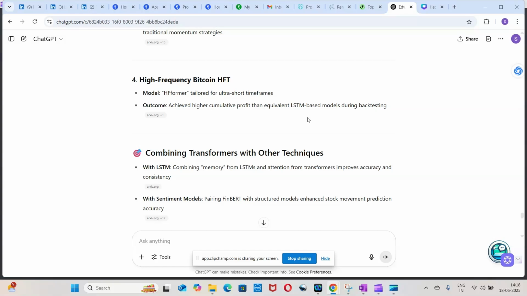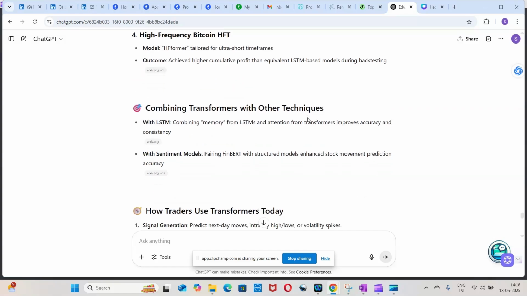Okay, so transformers are a new thing happening in AI, and it's giving very good results compared to even the traditional LSTM models or the traditional momentum models, or the day trading models. When backtested on the Chinese market, the Middle East stocks and futures, and high frequency Bitcoin trading.